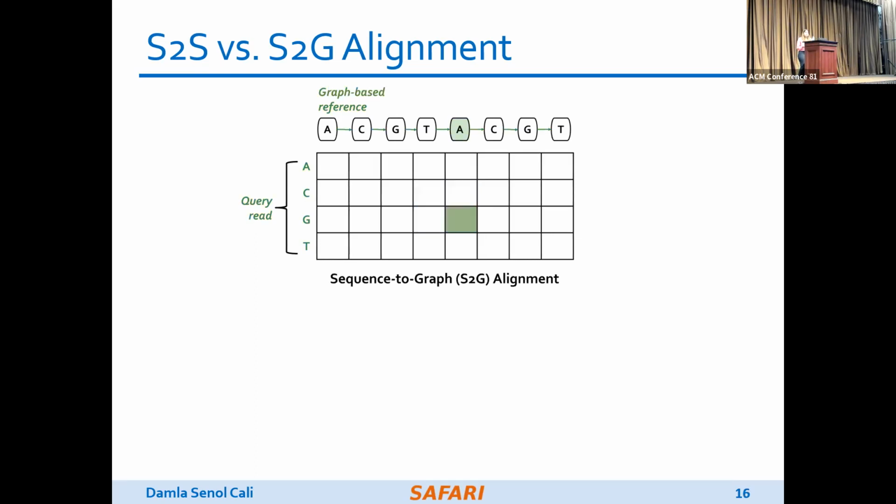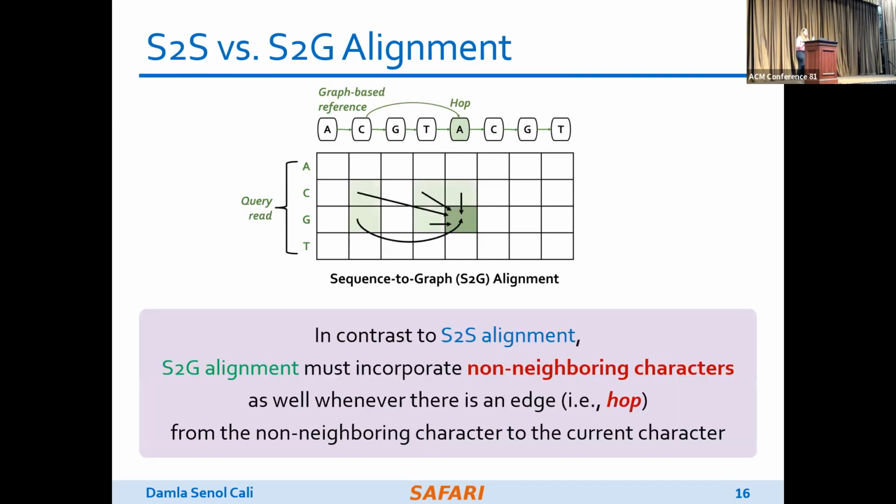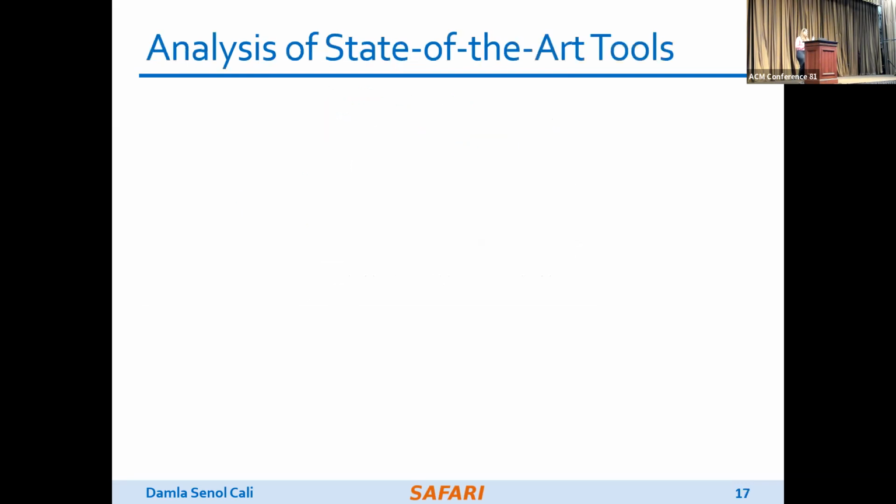Whereas in contrast to sequence-to-sequence alignment, when we look at sequence-to-graph alignment, we have to incorporate non-neighboring characters, which are the hops actually, which can be coming from non-neighboring cells. For example, here for the green shaded cell, we have to incorporate the three neighboring cells, but also two other non-neighboring cells as well.